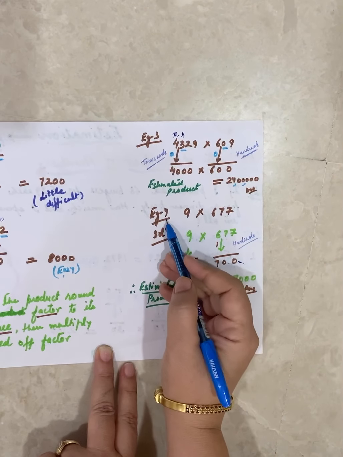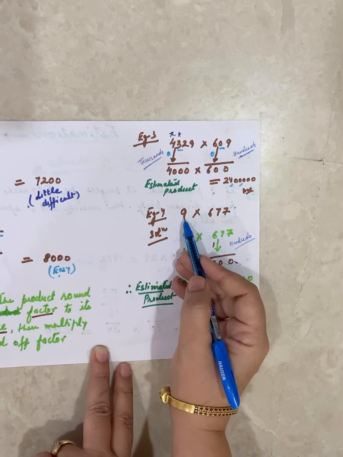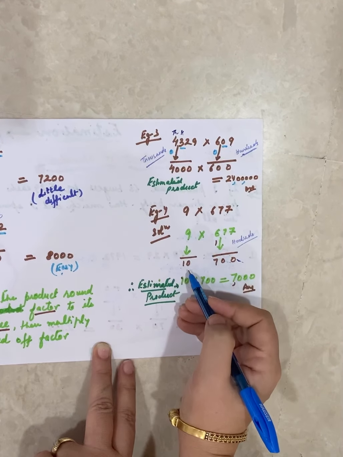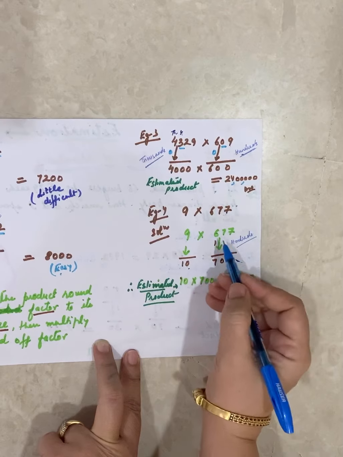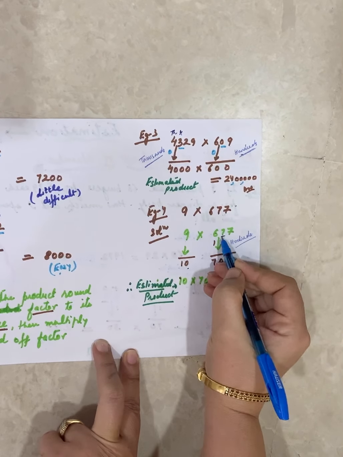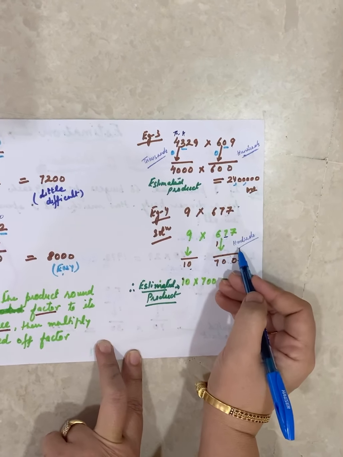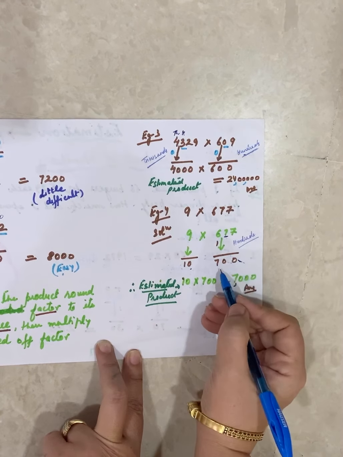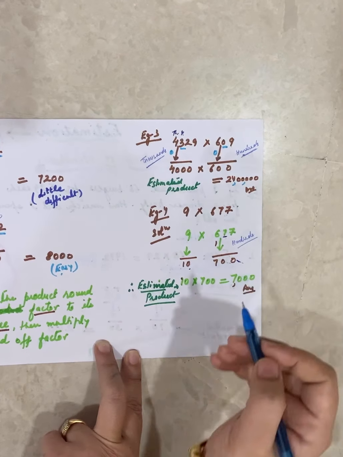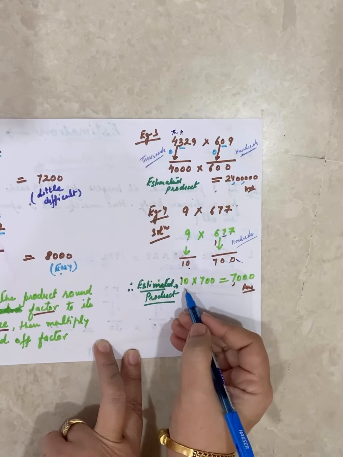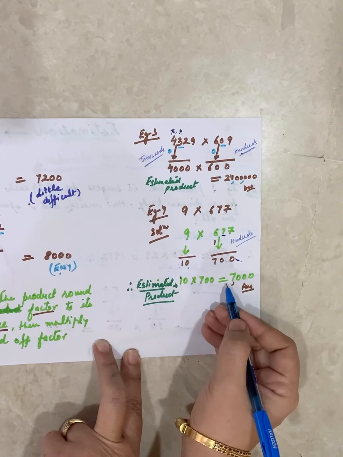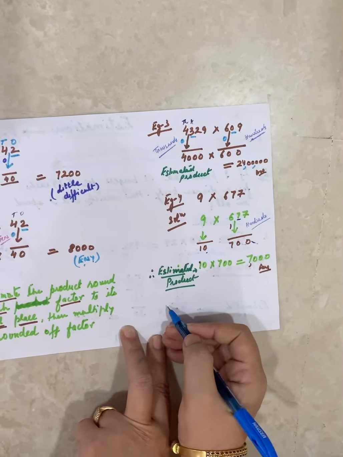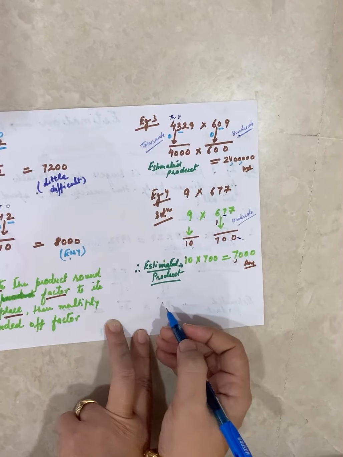Now take the last example: 9 multiplied by 677. Now 9 is nearer to 10, so I can directly round it off to 10. 677, using the same concept, is a 3-digit number, so we round off the given number to the nearest 100, and I get the answer as 700. Now my estimated product is 10 into 700, which is equal to 7000. So I hope you have understood all the questions. Thank you so much.